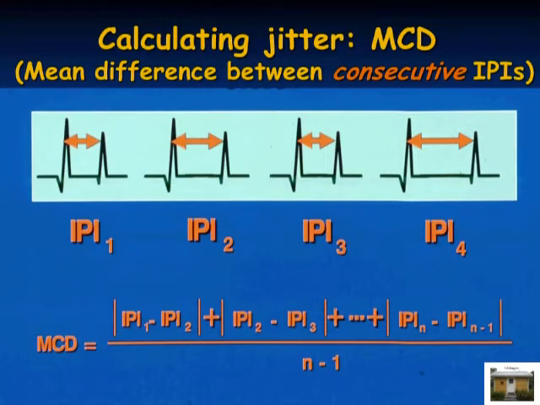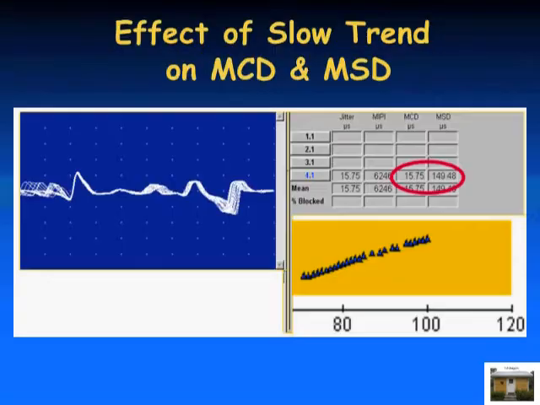Why do we go through this exercise? Why not just take the standard deviation or some other simple measure of variability? And that's because of trends in the data. The intervals may show a slight steady increase or decrease during the time that you're measuring them. And if you used something like standard deviation, then that trend would affect your calculation. And that trend is minimized by measuring the MCD.